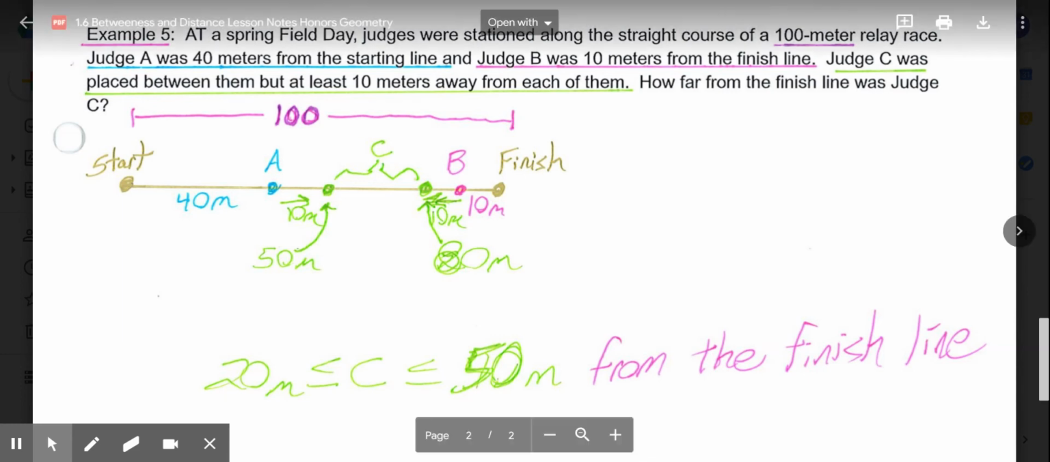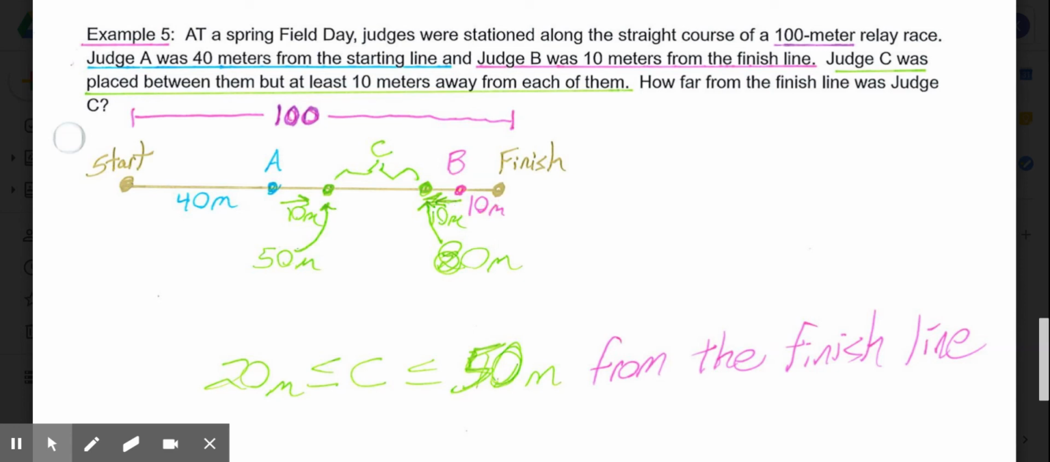So I simply drew myself a segment with endpoints of start and finish, and I knew that was 100 meters. Then I placed Judge A being 40 meters from the start. Judge B I placed 10 meters from the finish. And I know C is at least 10 meters away from both.